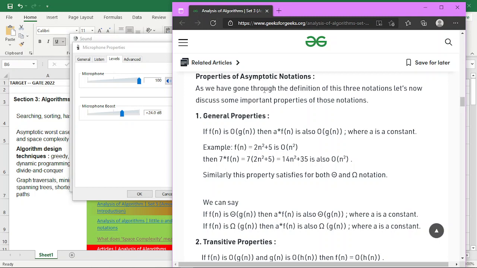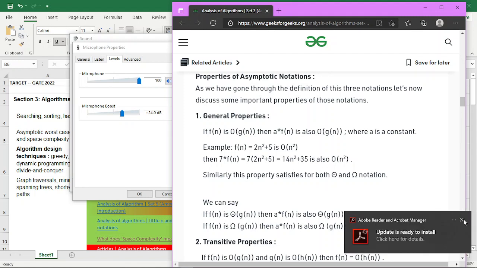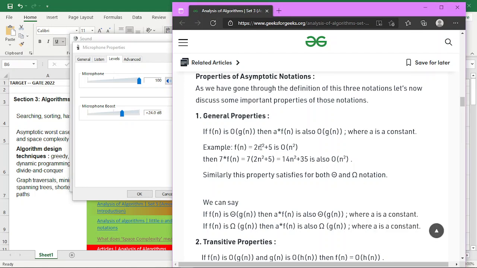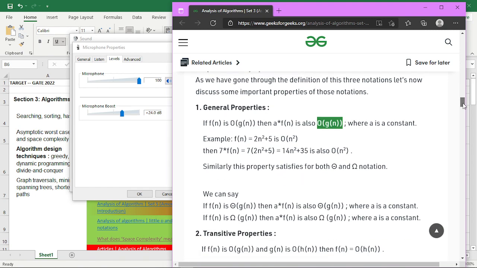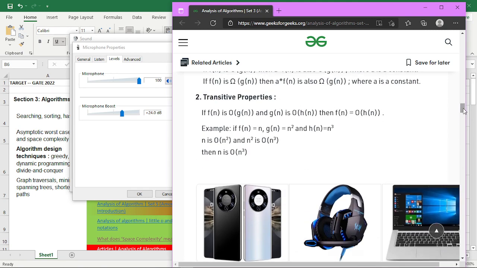Now coming to the properties of asymptotic notations. Here we can say that if f(n) is big O of g(n), then any constant multiplication or division of f(n) by a constant will still result in big O of g(n), and there will be no effect on the time complexity of the algorithm. This is valid for all the three notations which we discussed above.